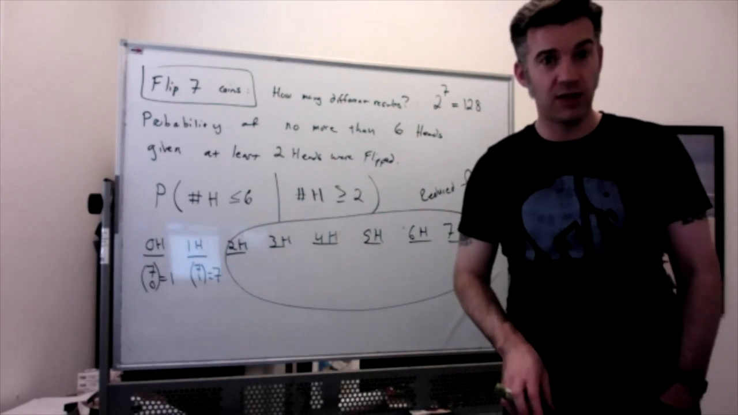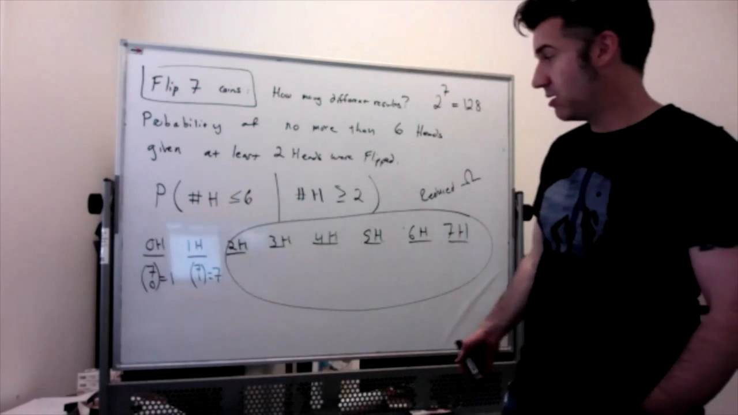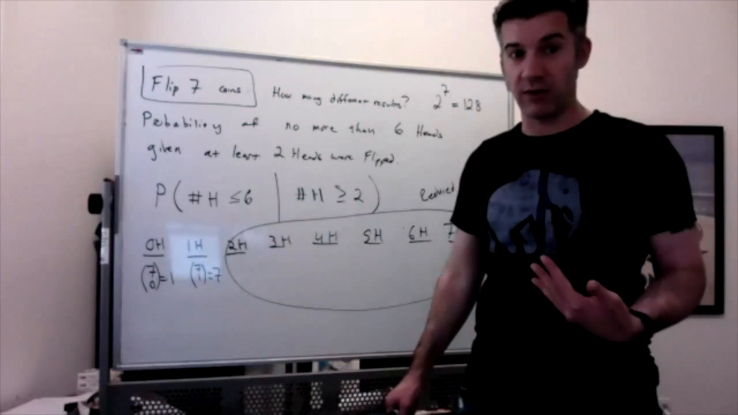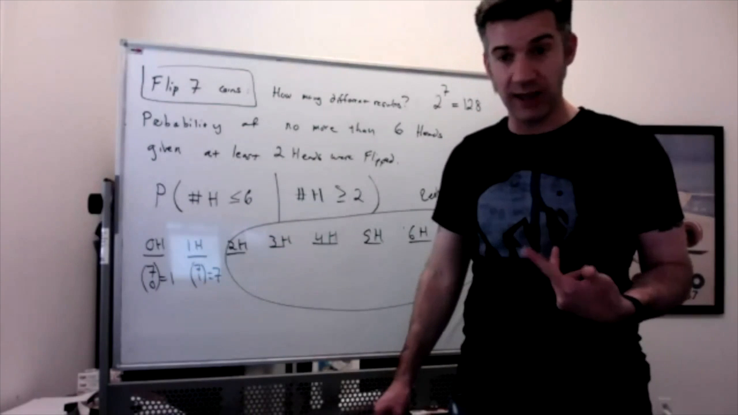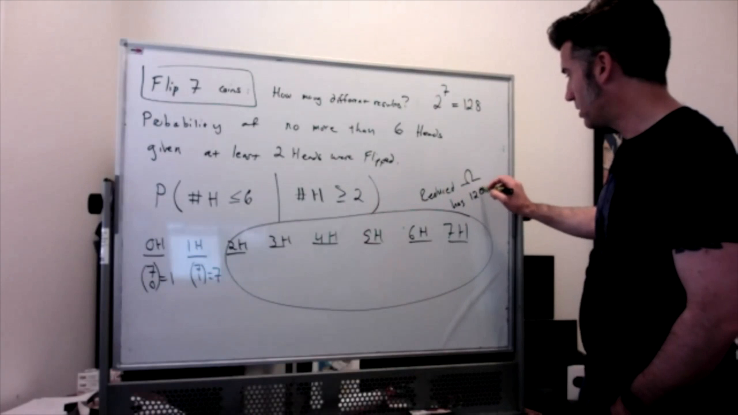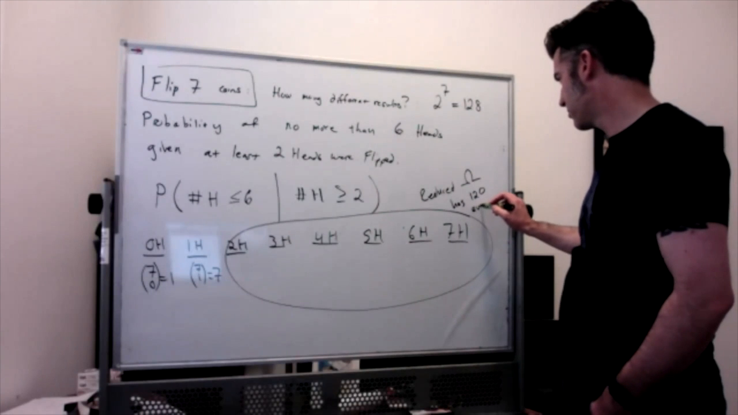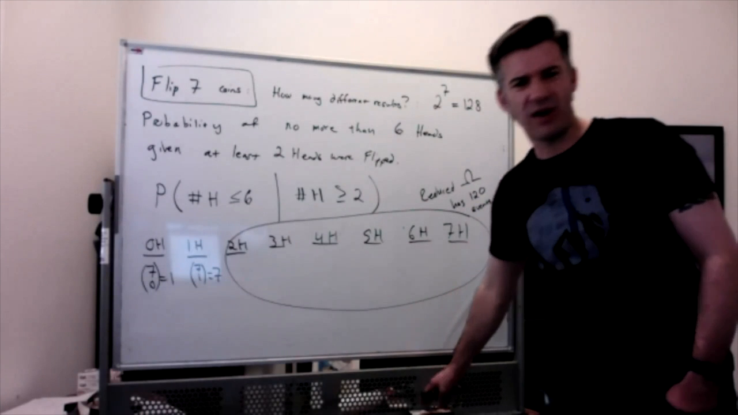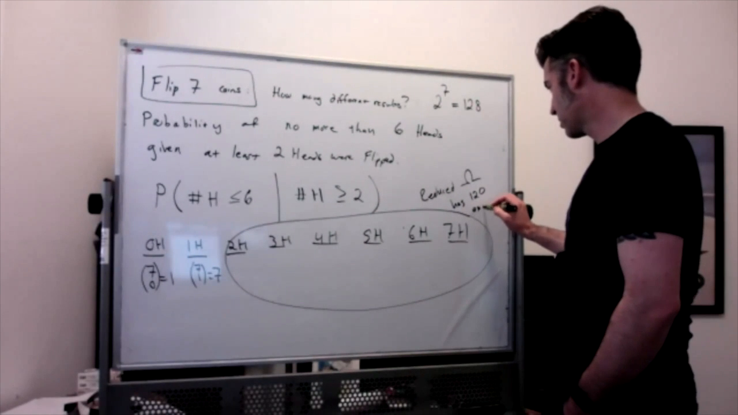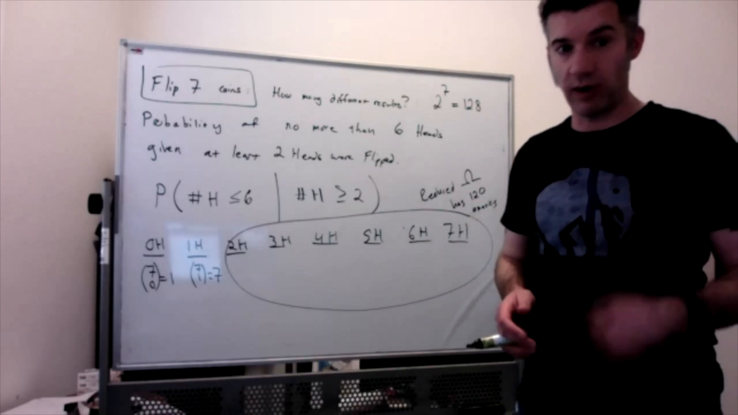How many things are in my reduced sample space? Well, there were 128 things in the total sample space, but there's 8 things that aren't in there, right? There's 8 ways of flipping 7 coins where you don't get at least 2 heads. So this reduced sample space has 120 different elements. There's 120 entries. Or there are 120 different ways you can flip 7 coins and get at least 2 heads.